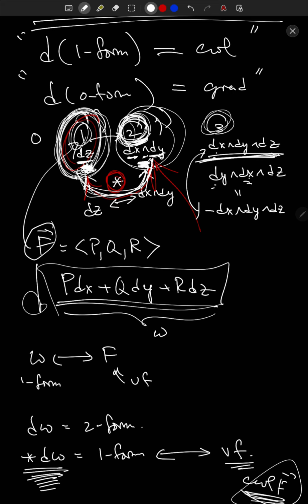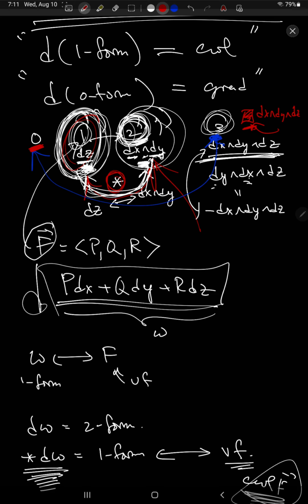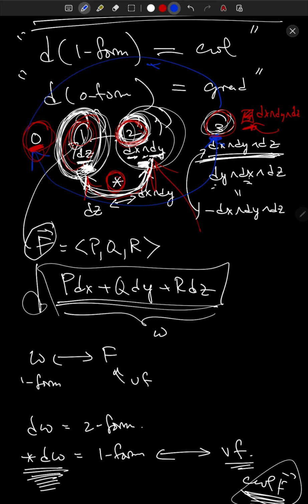So in a way, there's a correspondence between 3 forms and functions, because a stereotypical 3 form would just be something times dx wedge dy wedge dz. And what is that something? That something is a function. So what is a function? A function is a 0 form. Just like there's a correspondence between 1 forms and 2 forms, there's a correspondence between 3 forms and 0 forms, and the name for that correspondence is, again, star.